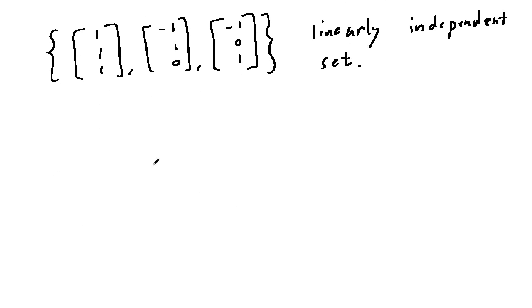Now, although this is good enough for diagonalization, it's not good enough for orthogonal diagonalization. For orthogonal diagonalization, we need a set of eigenvectors that are mutually orthogonal and have norm 1. Okay.